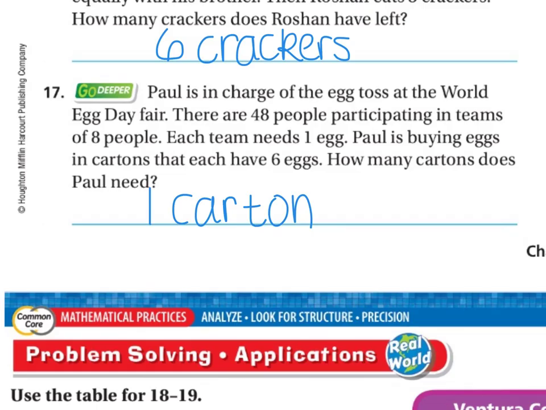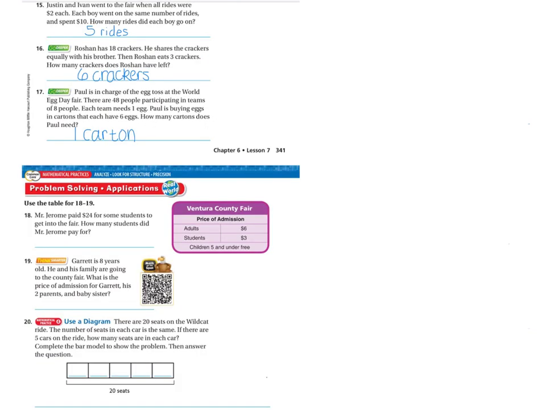The answer to number 17 is 1 carton. If you got 1 carton, fast forward now. This is one of those problems where it's really important to take it step by step. So first, we needed to determine how many teams there are. So if 48 people are participating and there are 8 people per team, 48 divided by 8 would give me my answer. Remember, it is okay to draw this out.